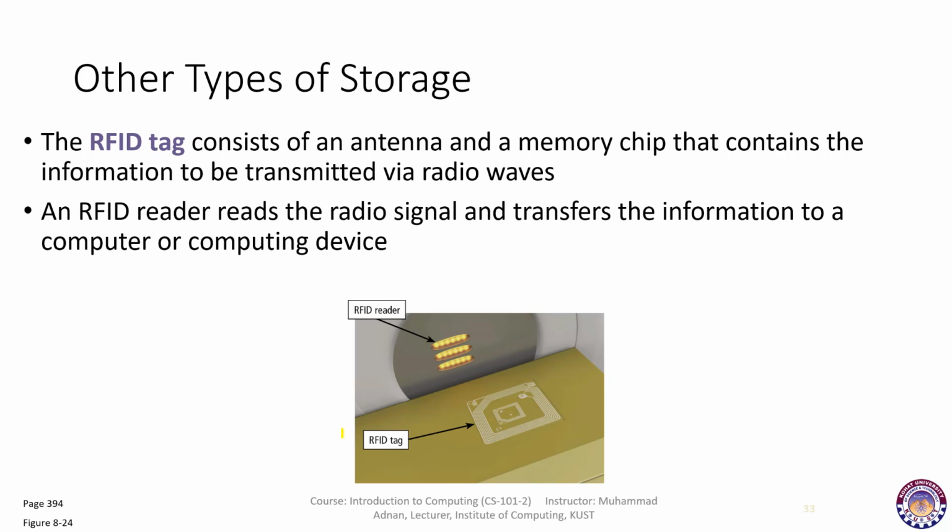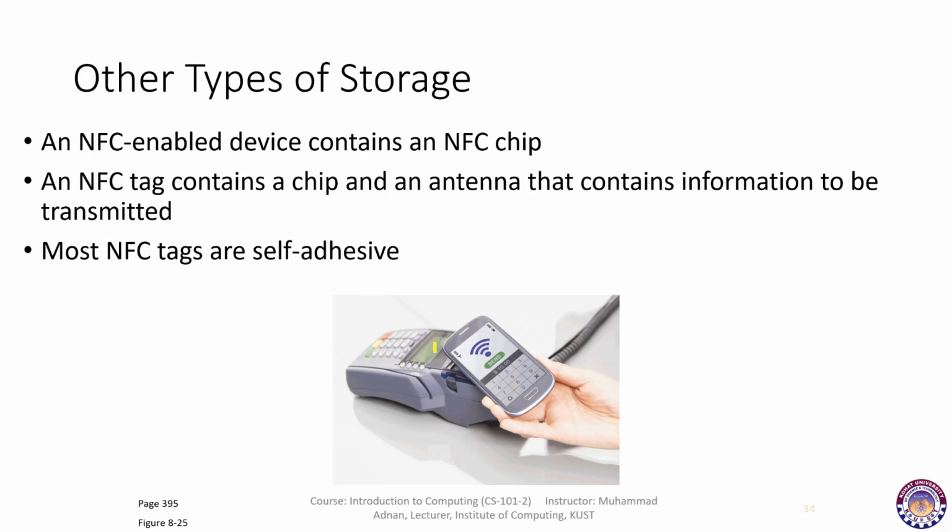We have RFID tags, which consist of an antenna and a memory chip that contains the information to be transmitted via radio waves. The RFID reader, so this is the RFID reader and this is the RFID tag, reads the radio signal and transfers the information to a computer or computing device. So here the information is read wirelessly using an RFID reader and further provided to a computer or computing device.